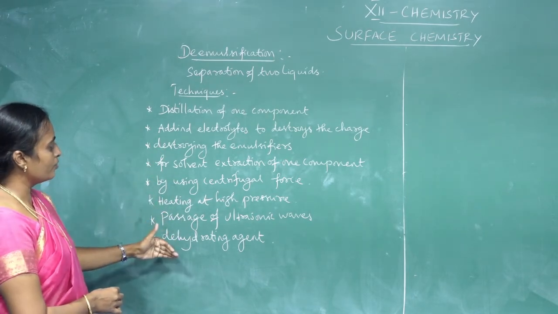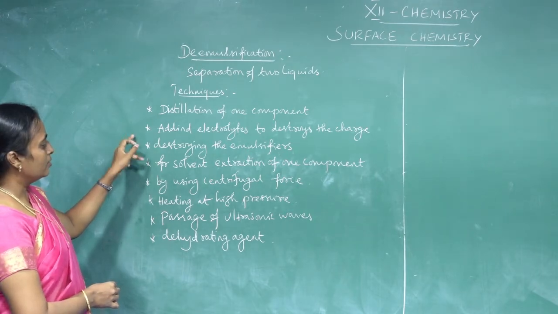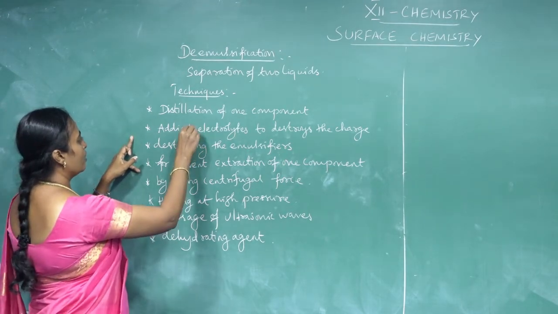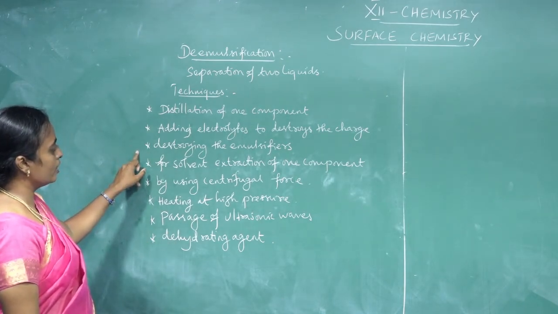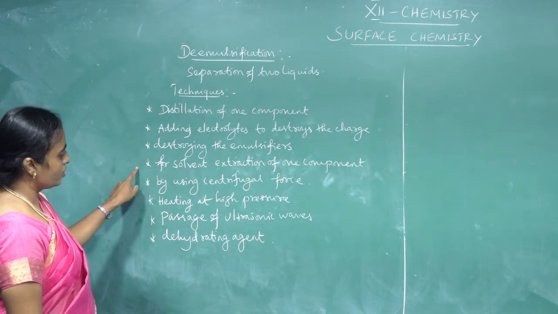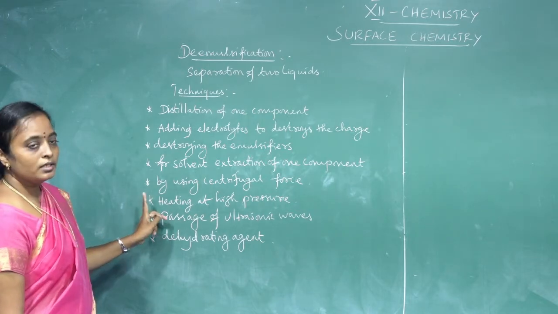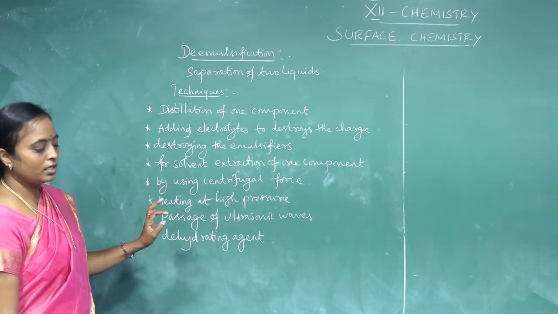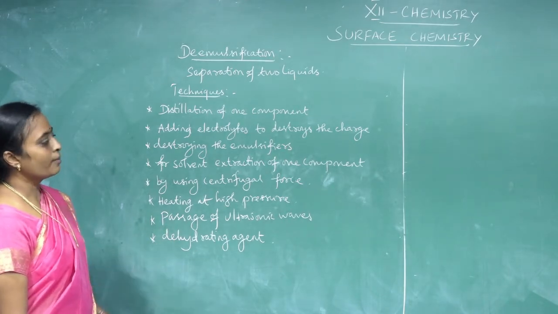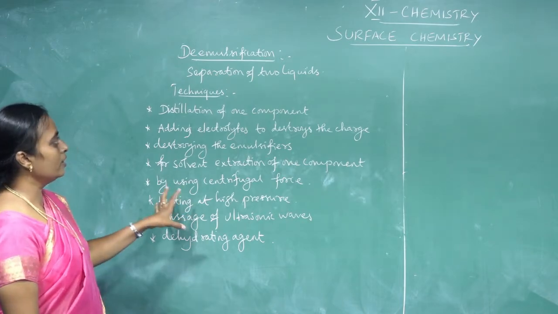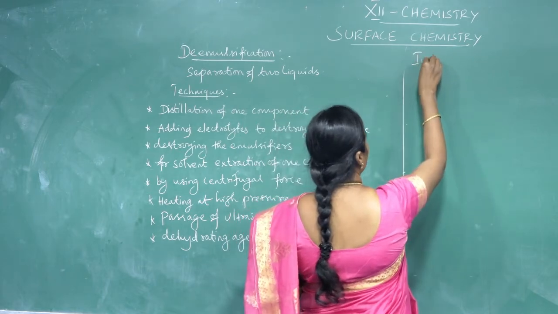There are various types of separation. One is distillation of one component, whereas adding electrolyte destroys the charges, and the same by destroying the emulsifiers. And for solvent extraction, using centrifugal force, heating at high pressure, passing ultrasonic waves, and the same way if you add the dehydrating agent, that is used to separate two liquids. That is called de-emulsification. Next we are going to see about inversion of phase.